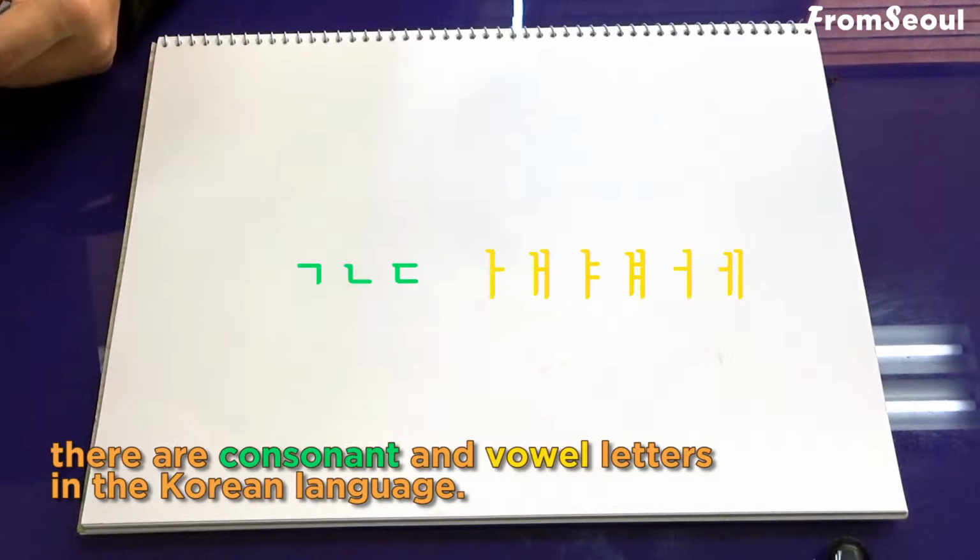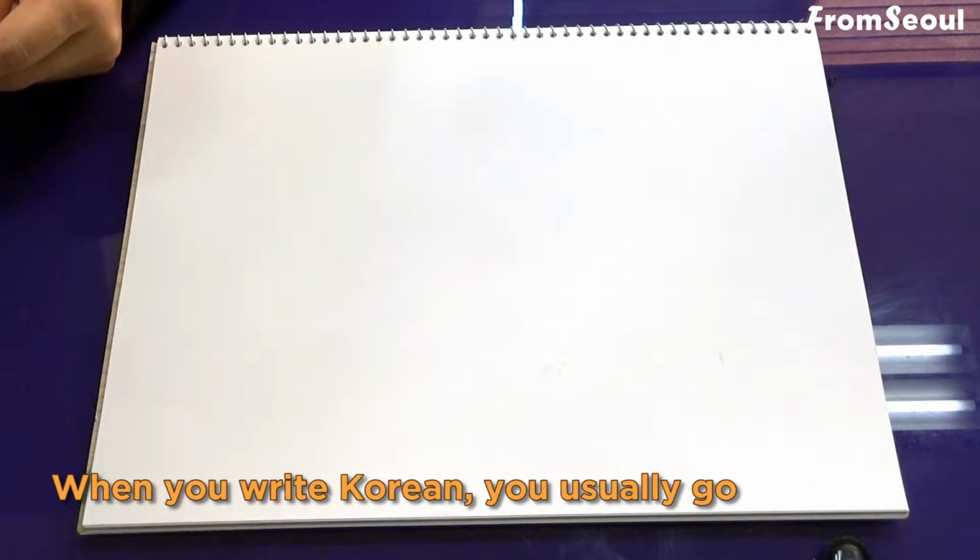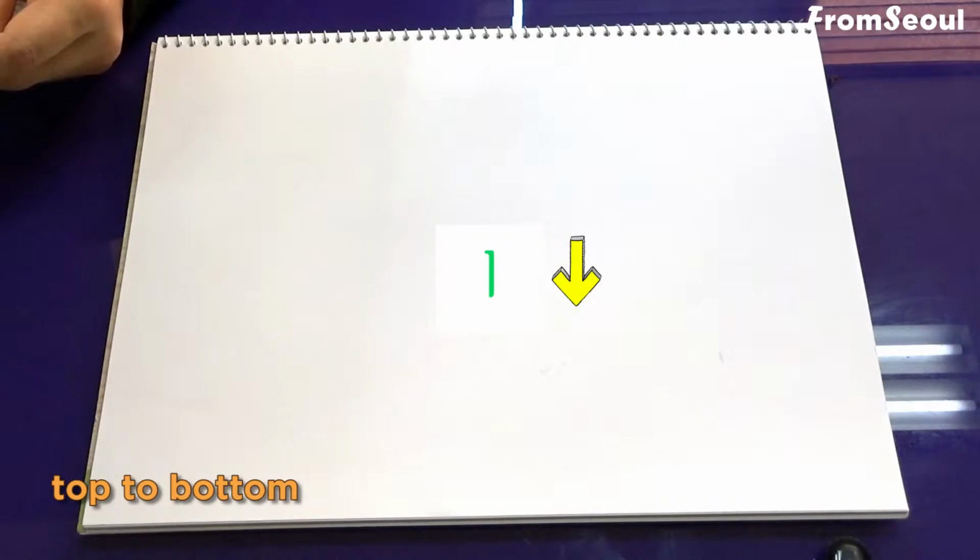Alphabets in English, Korean has consonants and vowels. Today we're going to look at the consonants of Korean language. When you write Korean, you tend to go from top to bottom or left to right.